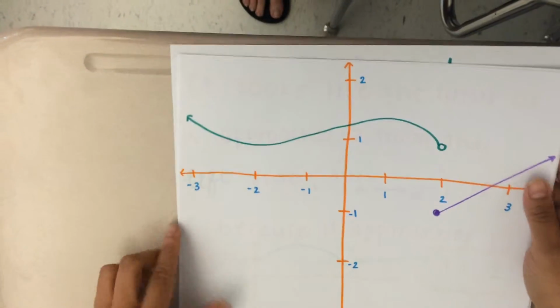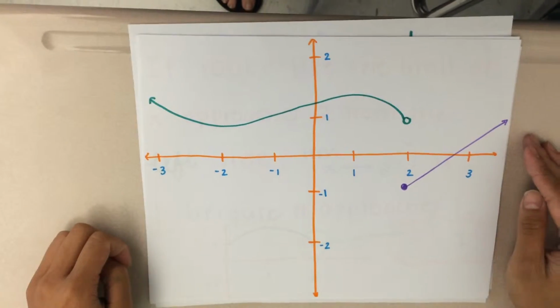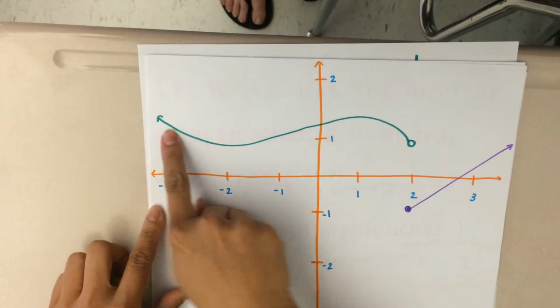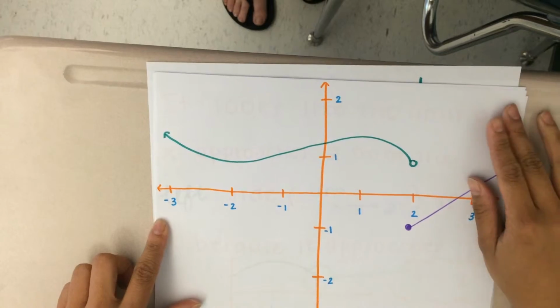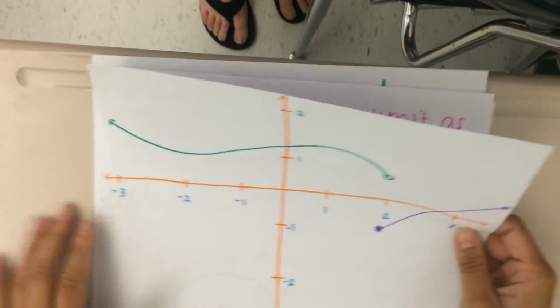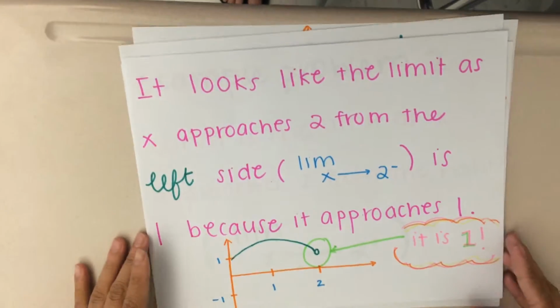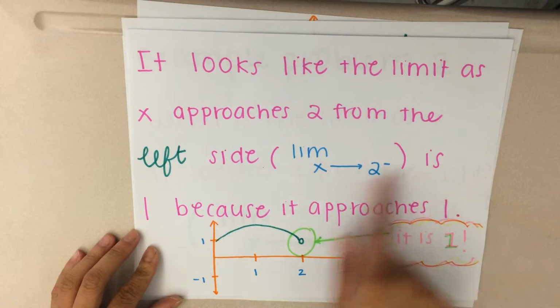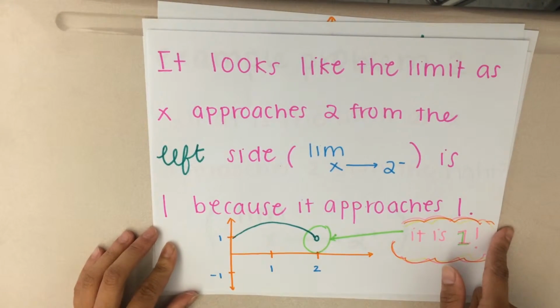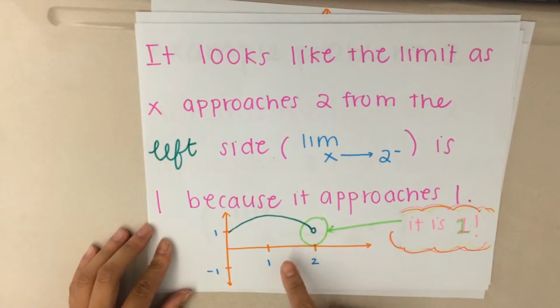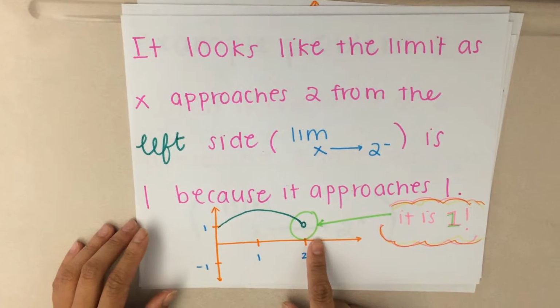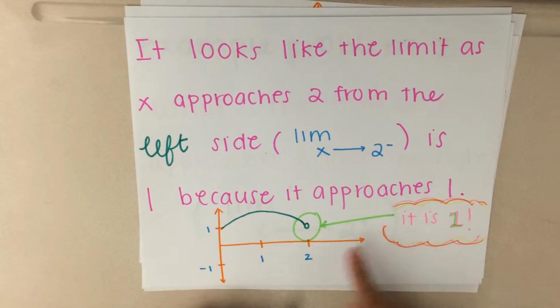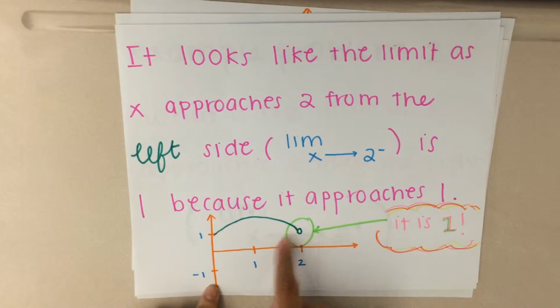So here's the graph, and when we're trying to find the limit as it's coming from the left, we look over here. So we look at the green line, and it looks like the limit as x approaches 2 from the left side, that's the notation, is 1 because it approaches 1. It doesn't mean that it has to be a solid circle and equal to 1, it's just approaching 1.